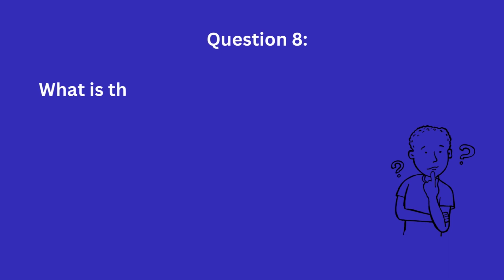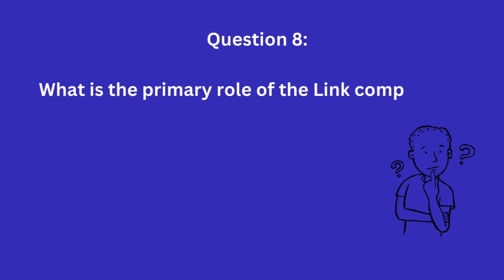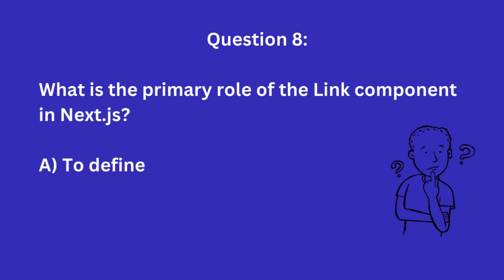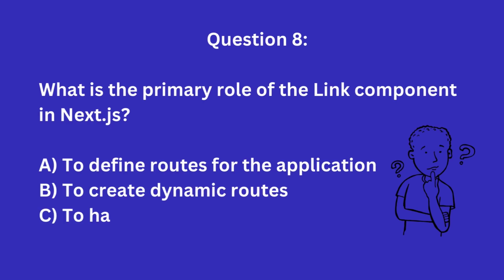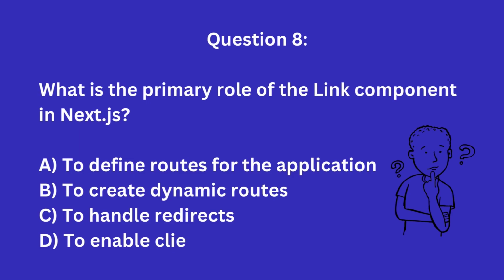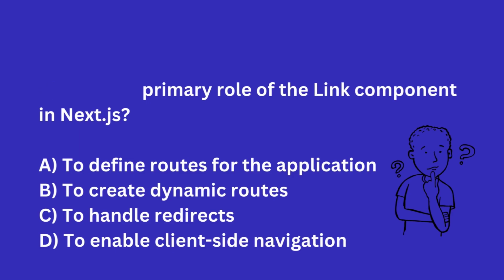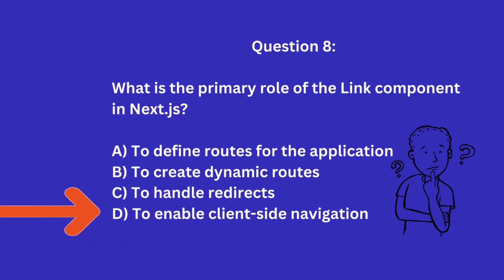Question 8. What is the primary role of the link component in Next.js? A. To define routes for the application. B. To create dynamic routes. C. To handle redirects. D. To enable client-side navigation. Correct answer: D.